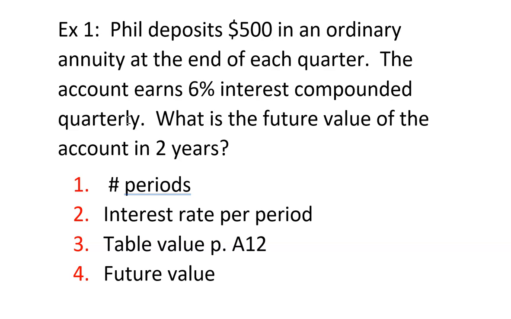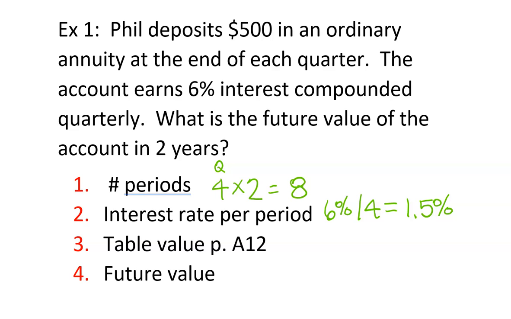So just like we did before, 6% quarterly would be 6 divided by 4, which is 1.5%. So with the 4 quarters, the first quarter is 1.5, second quarter is 1.5, so that would be 3%. Third quarter is 1.5, fourth quarter would be 6%. The number of periods would be quarterly, which is 4, times 2 years. So we have 8 periods and 1.5%.